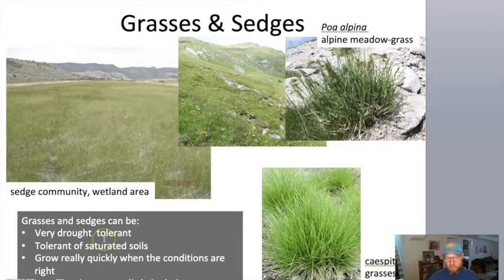They tend to be really drought tolerant. They can also be tolerant of saturated soils, so kind of flood tolerant. But also, because they're investing really nothing, or very little, in their stem, they're investing everything in their leaves.